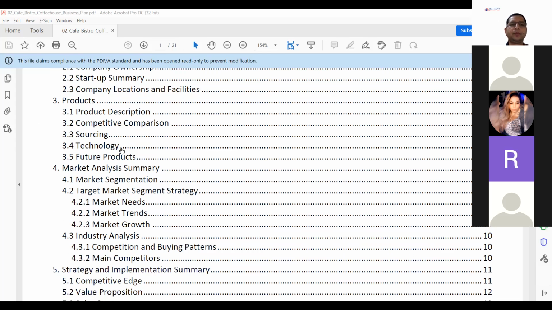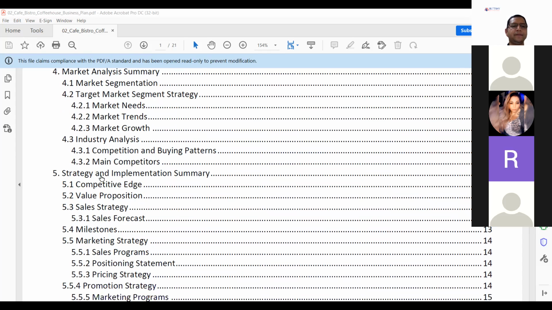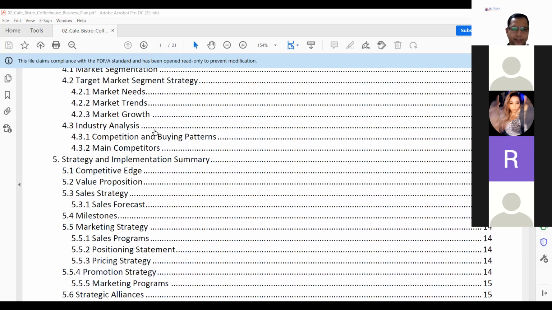You can then talk about your product or services. This is product based, so you can put the product description here. You can include information like description, competitive comparison, your sourcing, your technology or future products. What are the upcoming products? Then you can talk about your market analysis part, your market segmentation, target market segment strategy, market needs, market trends, market growth, etc. Then you do your industry analysis part, whereby you will be providing information about the competition and buying patterns.